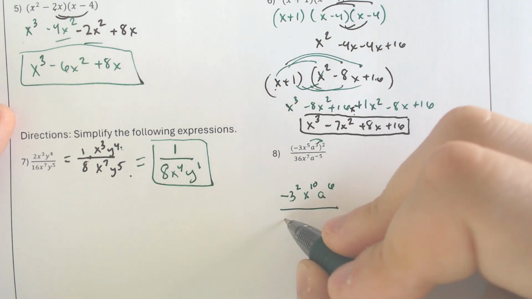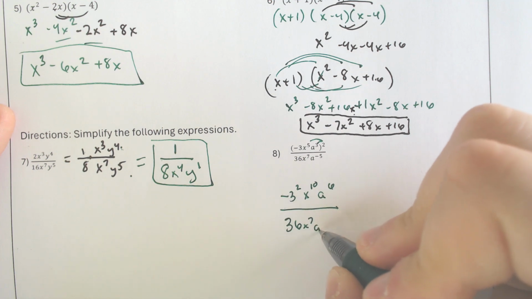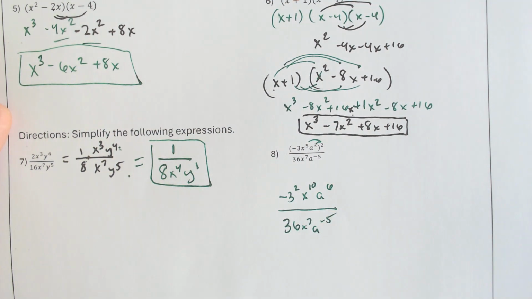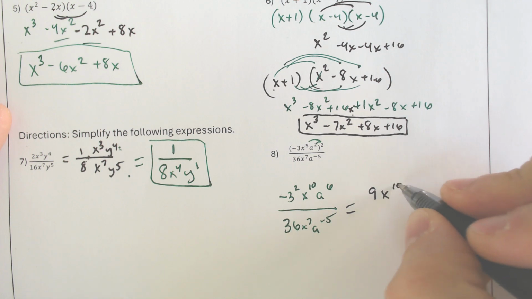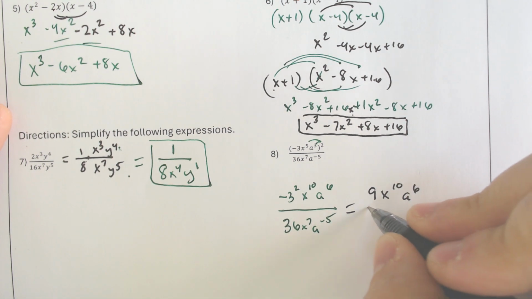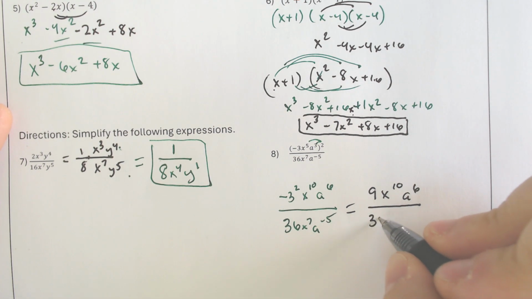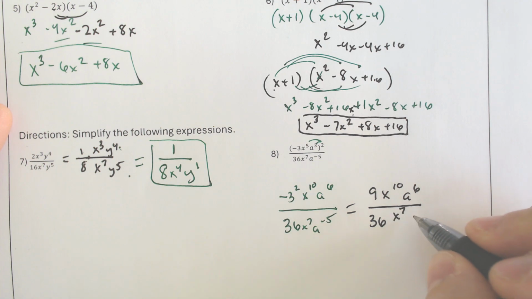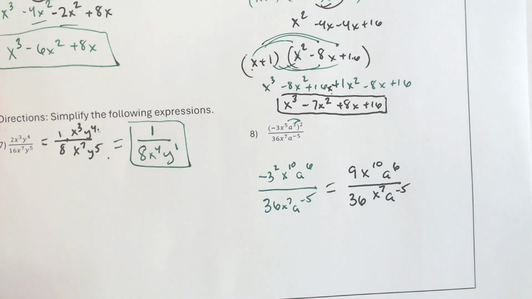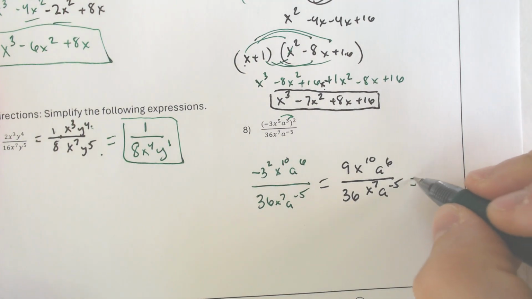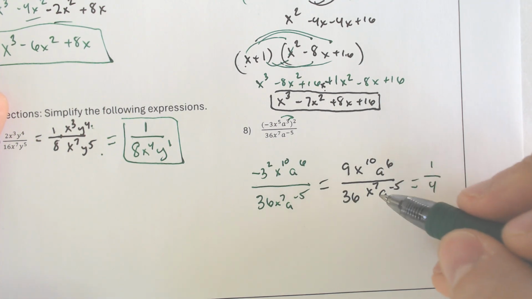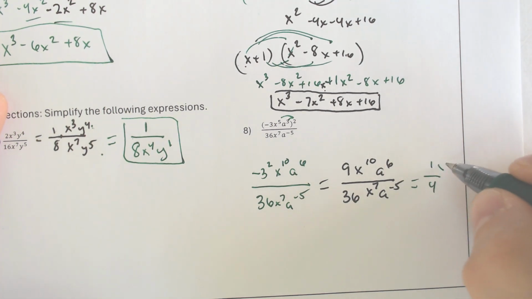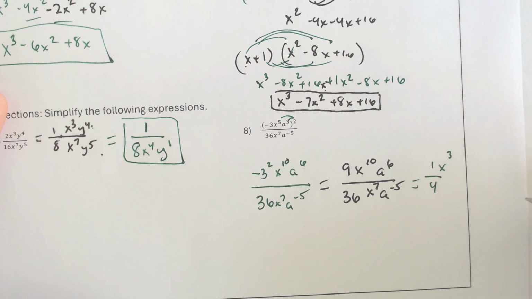And this is still over 36, x to the seventh, a to the negative fifth. Okay? Negative 3 squared is 9, x to the 10th, a to the sixth, over 36, x to the seventh, a to the negative fifth. Let's simplify the 9 over 36, and that makes 1 over 4. And then we have 10 x's on the top and 3 on the bottom. That makes x to the third.